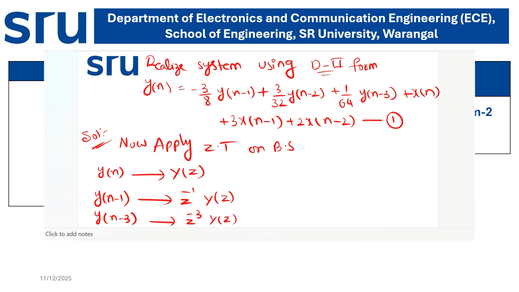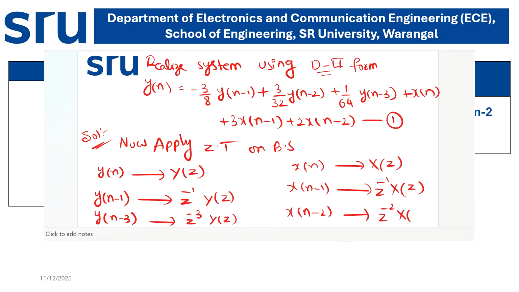Similarly, applying the Z transformation, x of n becomes x of z, then x of n minus 1 becomes z power minus 1 into x of z, and x of n minus 2 becomes z power minus 2 into x of z. Now substitute all those things in equation number 1.